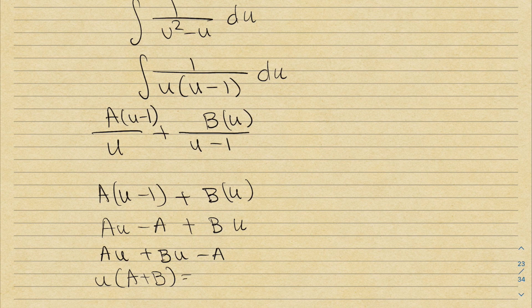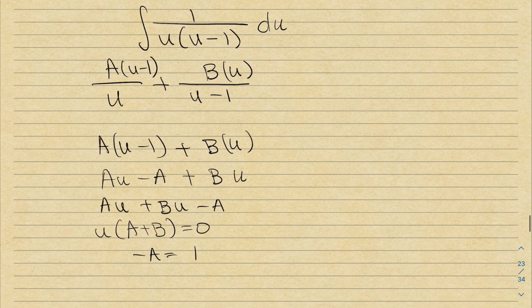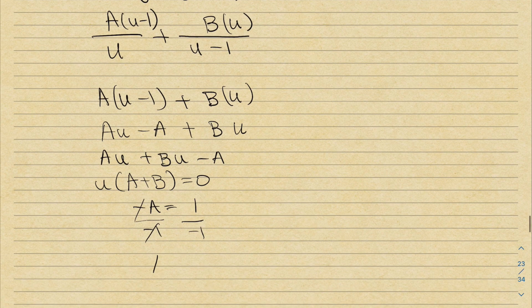And this will equal 0. As you can see, the numerator does not have any u in it. So the u coefficient is equal to 0. Now we have the constant negative A, and that's equal to 1 because the numerator constant is 1. So we're going to isolate A. So we're going to divide both sides by negative 1. The negatives cancel. So A is equal to negative 1.